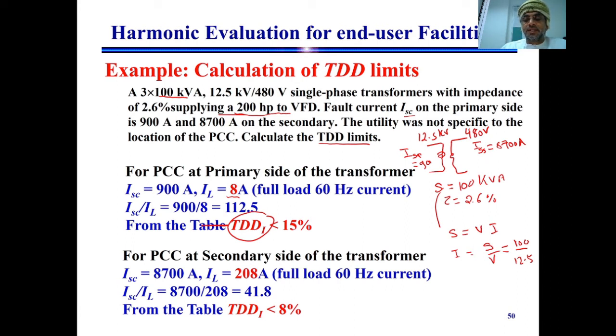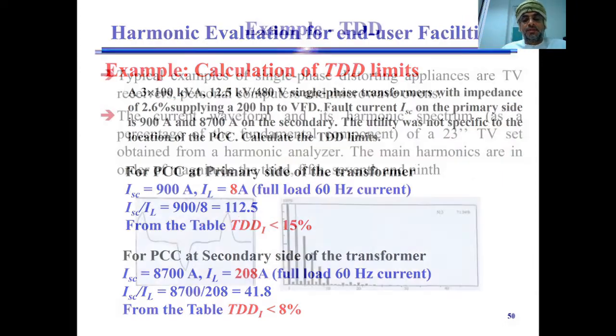If we choose it on the secondary side, again the short circuit current is given. We need to find the load current again, so it will be S divided by the voltage 208. Find the ratio, and then you will find that the total demand distortion will be in the range of 8%.